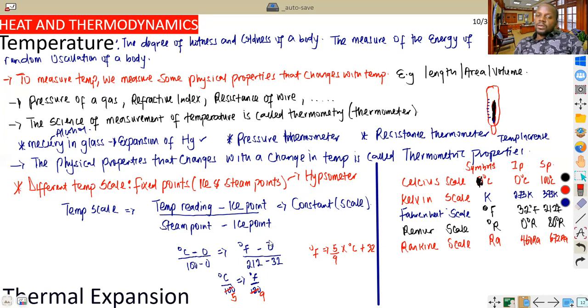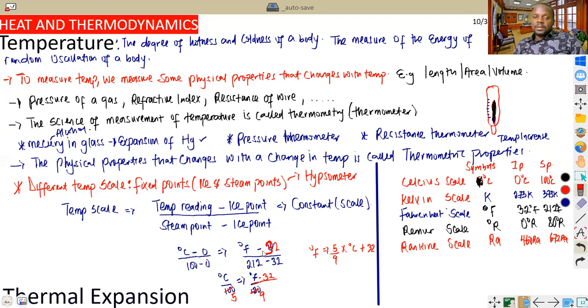Sorry, I think we made a mistake in our scale given. The temperature we are measuring is this, then the ice point of Fahrenheit is 32. So this should be minus 32. So please note that. This is the way we use the formula.